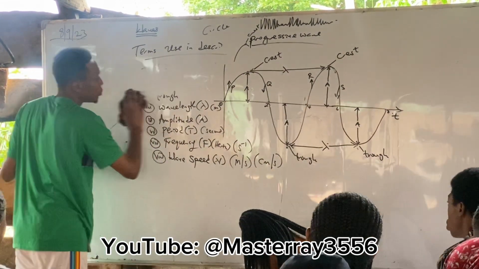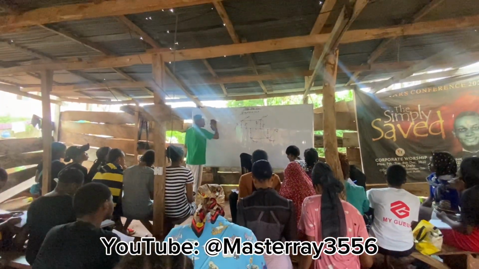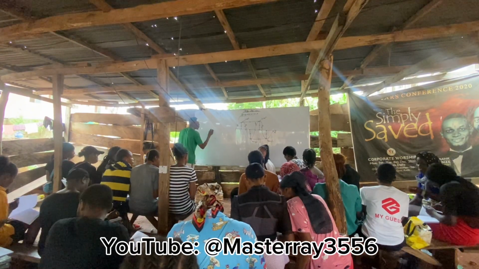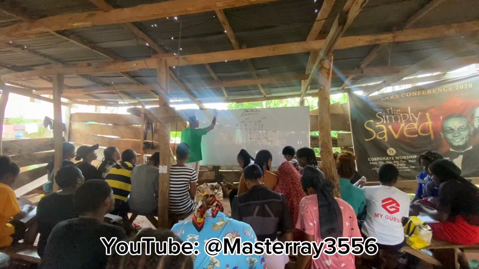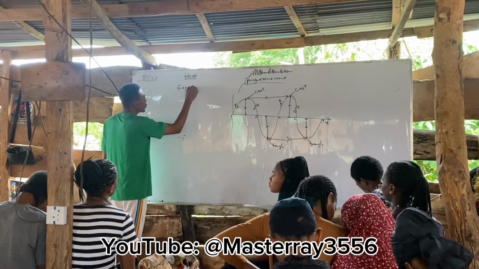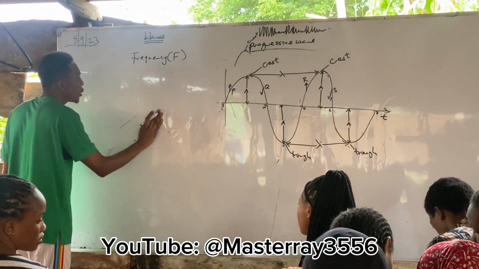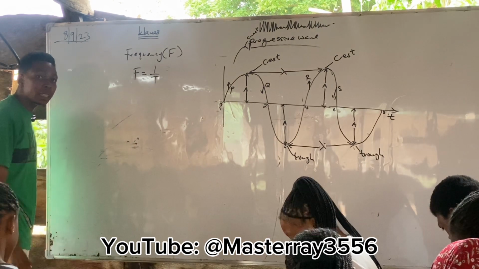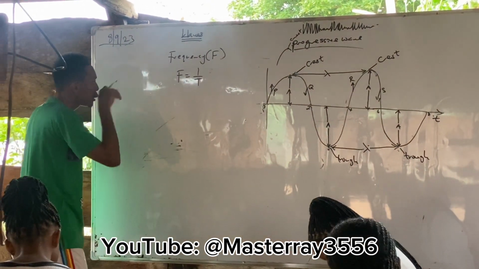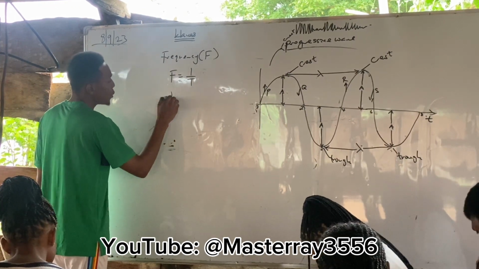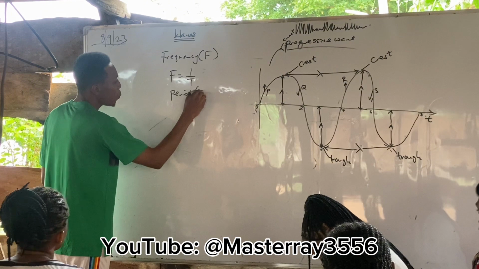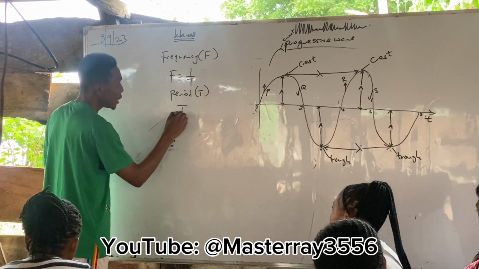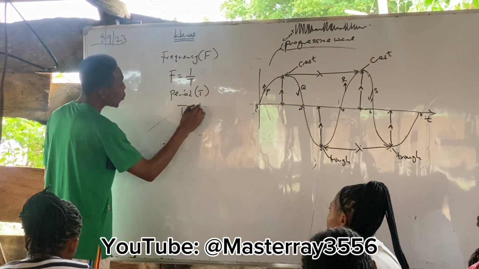Now, for frequency, that's F. Frequency is the inverse of your period. Is it not? Yes. Please take note of this. Then we also have period. Your period is the inverse of your frequency, or the reciprocal of your frequency. So your T is equal to 1 over F.